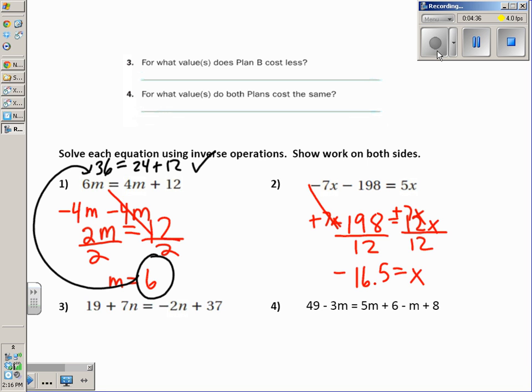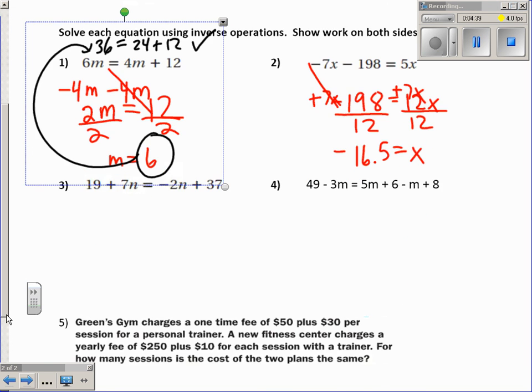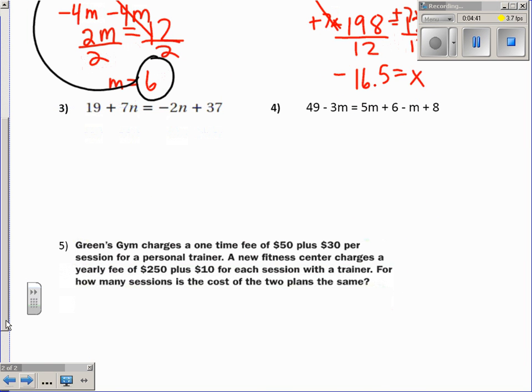All right, let's do these next two together. So I've got 19 plus 7n equals negative 2n plus 37. And it doesn't matter which side the variables go on. It doesn't matter which side the constants go on. All that matters is that all the variables go to one side and all the constants to the other. So I'm going to start here and add a 2n to each side to get rid of those. So I'd be left with 19 plus 9n equals 37.